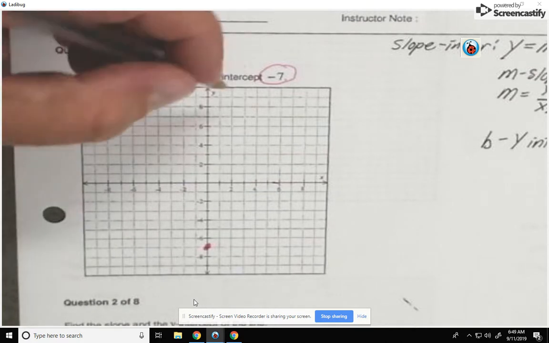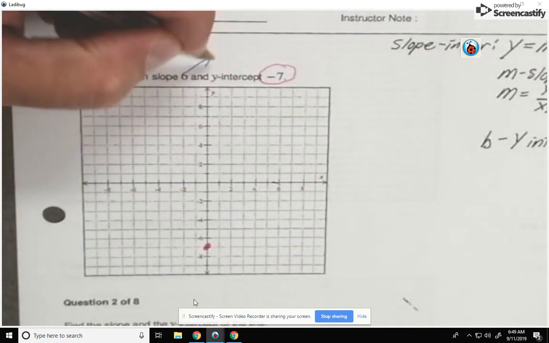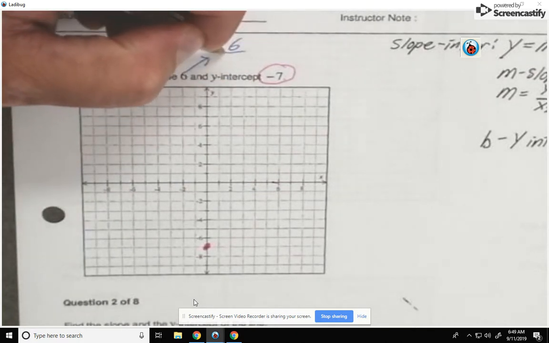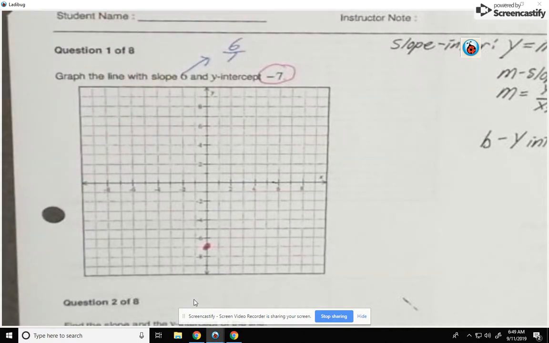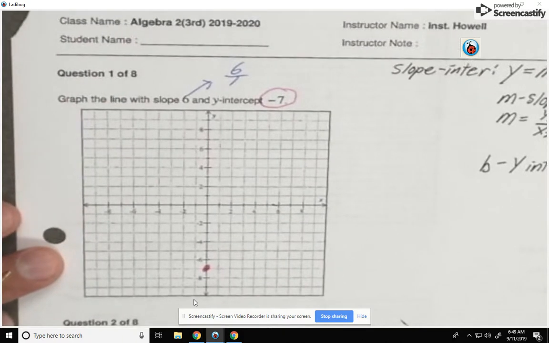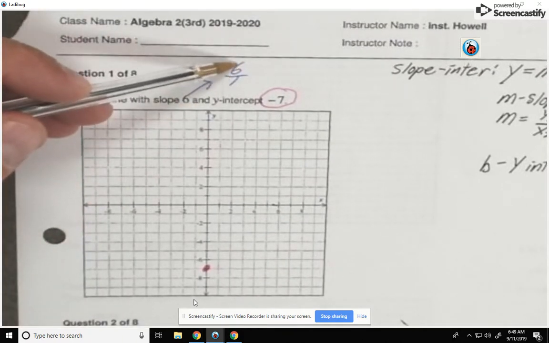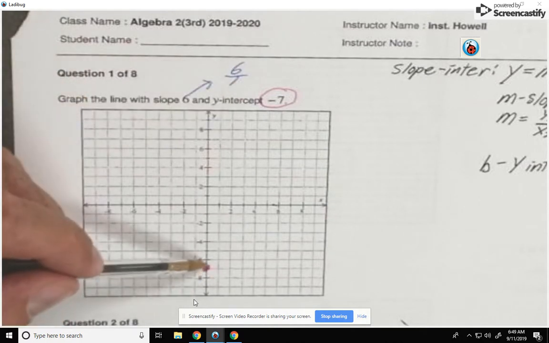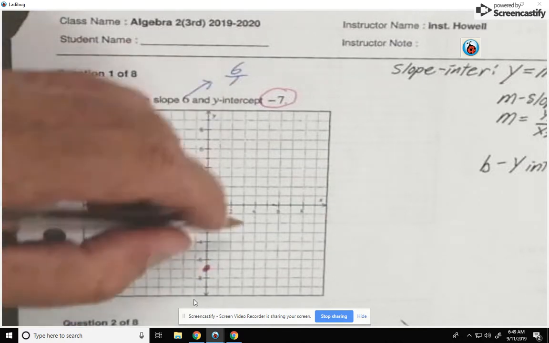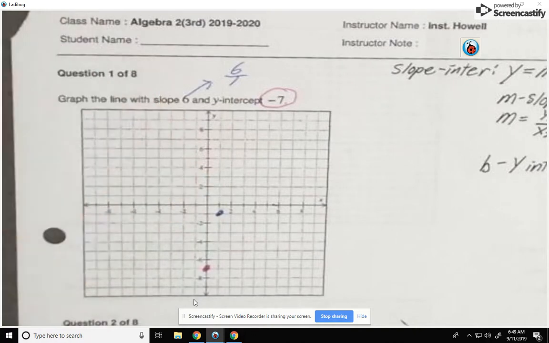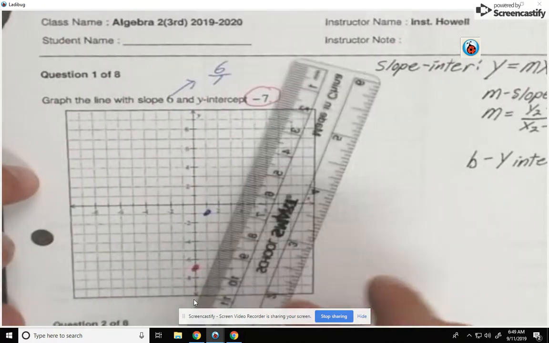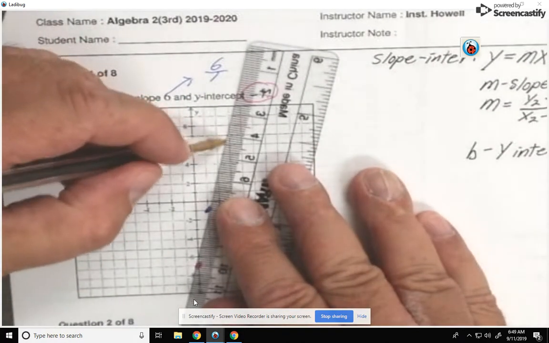Our slope is 6, which we can write as 6 over 1, because 6 divided by 1 is still 6. So our top number is the difference in our y, which is 6. So this is telling us we're going to go up 6, right 1. So up 6, right 1, we put our second point. Now we just connect them to get our line.